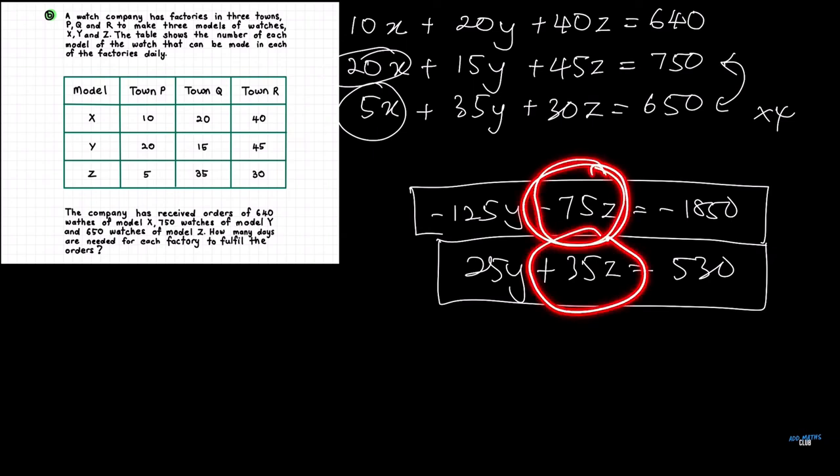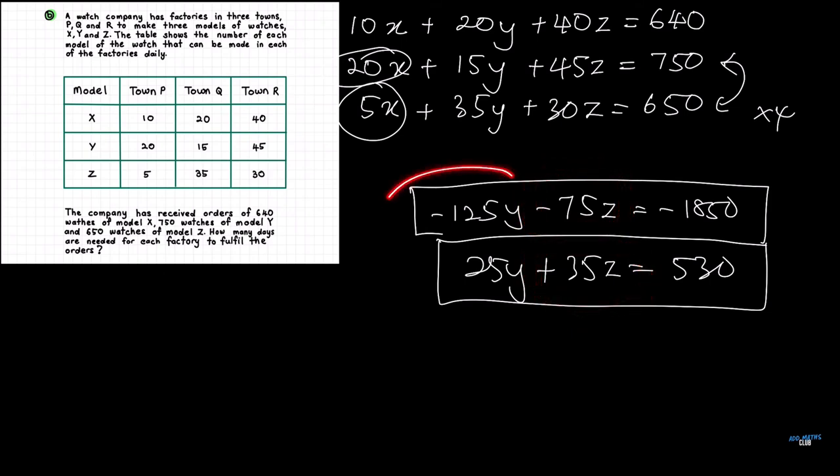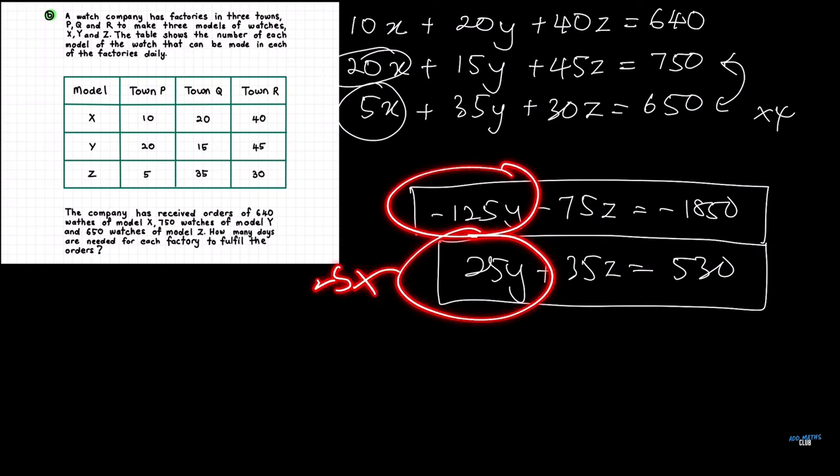This one is negative 75, this one is positive 35. Boleh tak darab with a simple number and make it equal, same? Tak boleh kan? So, it will be difficult. But here, can. Saya boleh darab dengan negative 5.